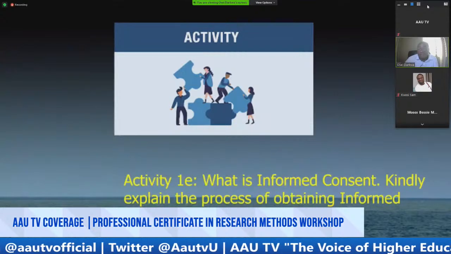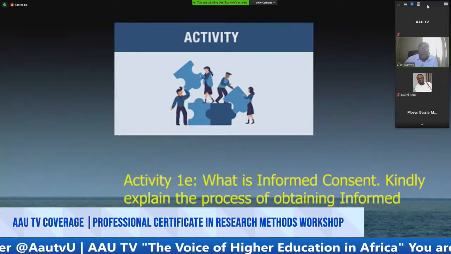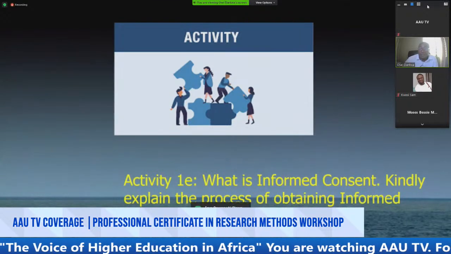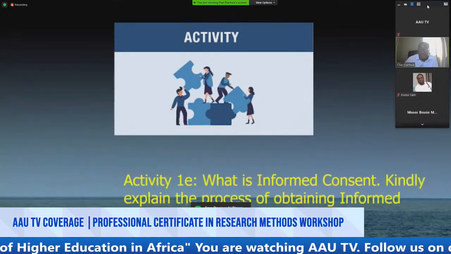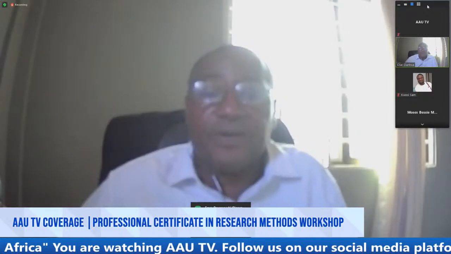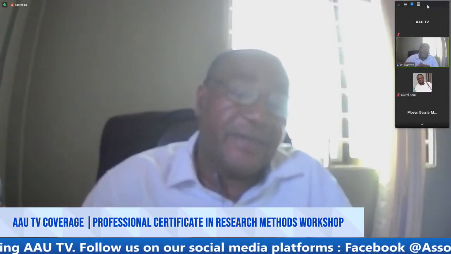So here, just a short activity. What is informed consent? Kindly explain the process of obtaining informed consent for your research subjects. Let's have a short discussion about this. And also, we say, okay, these are ethical principles we need to respect. And we say the first is informed consent. So what is informed consent, and how do you obtain informed consent?